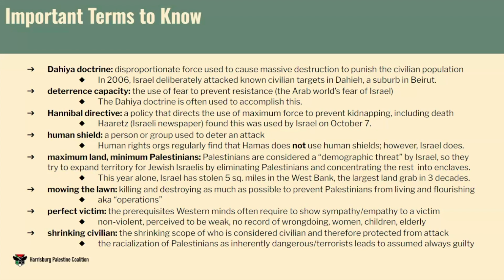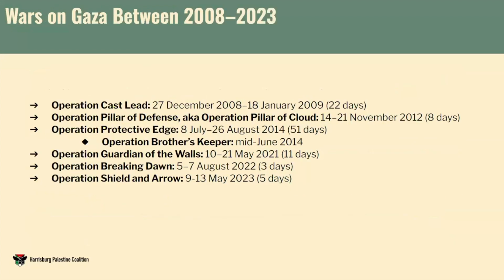So now that we've covered some important terms, these are the operations we will be covering today. And just take a second to look at how many of them there are in that short of a time frame. And also, as we're talking about this, remember that Gaza is under siege. Israel controls everything that goes in and comes out. So a lot of times after these operations, they will tighten the siege to further restrict things like building supplies, steel, concrete, things you need to repair what they damaged or destroyed.